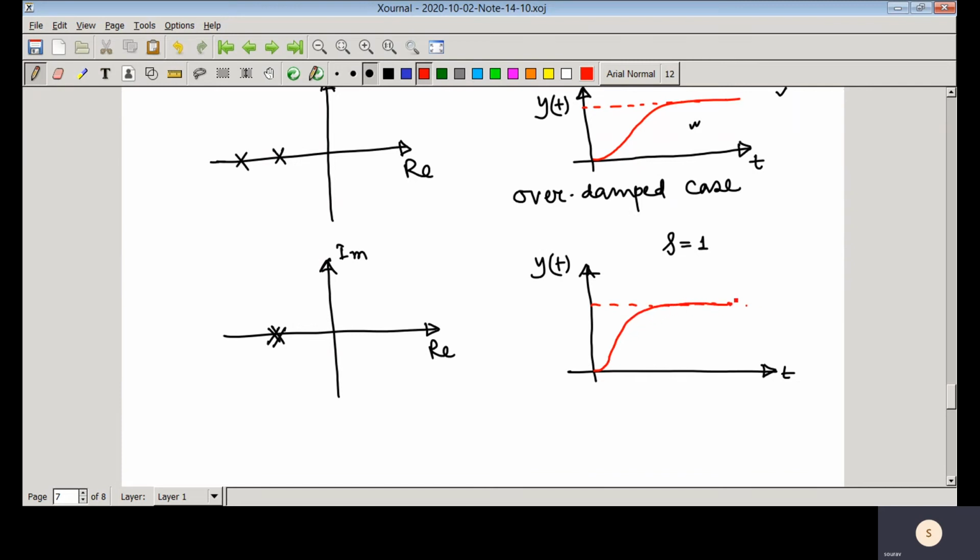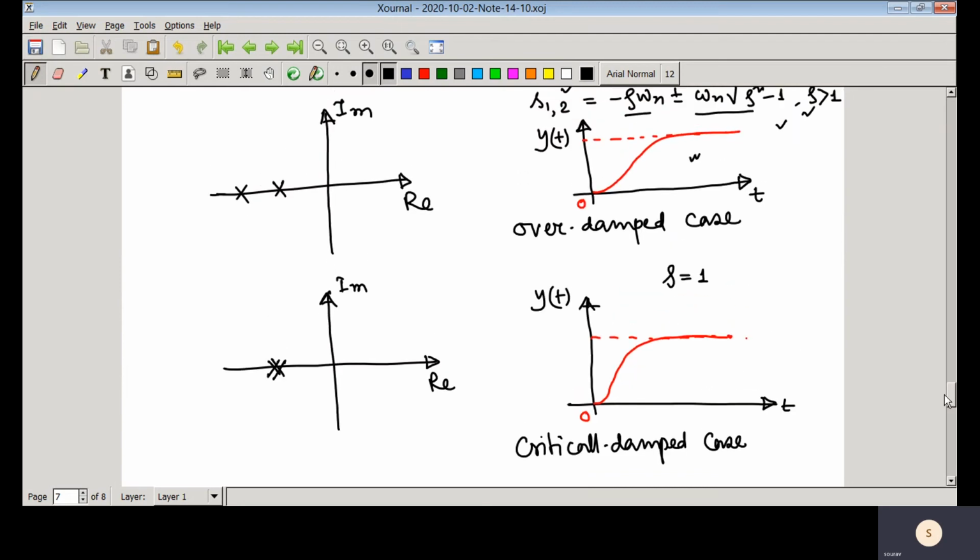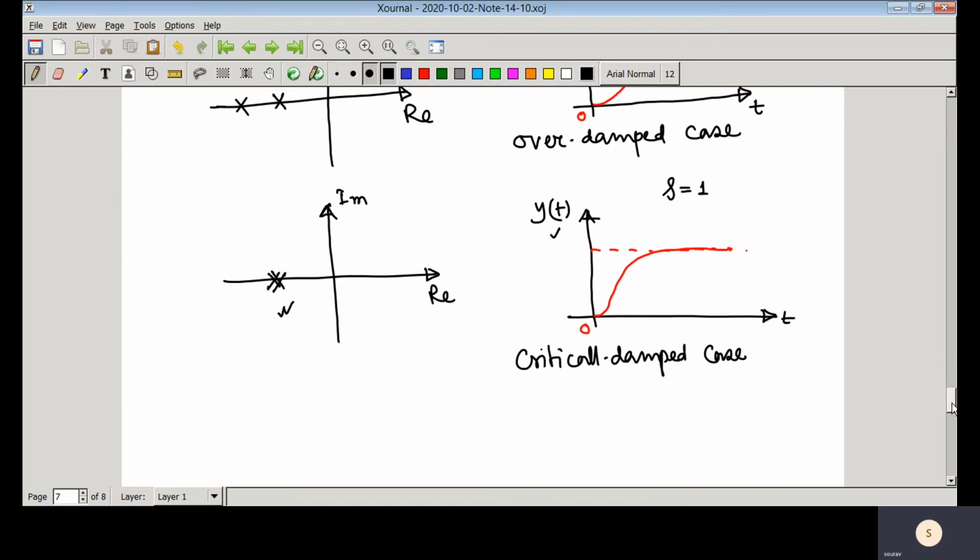So the response is like that. Critically damped means a little bit faster than the overdamped case, but there is no peak. So these all are the zeros. So this is the case of critically damped. The interesting point is, in case of the critically damped situation, we have derived the expression of y(t). Now we are showing the qualitative response and the pole location. Both the poles are at the same location on the real axis and they are negative.